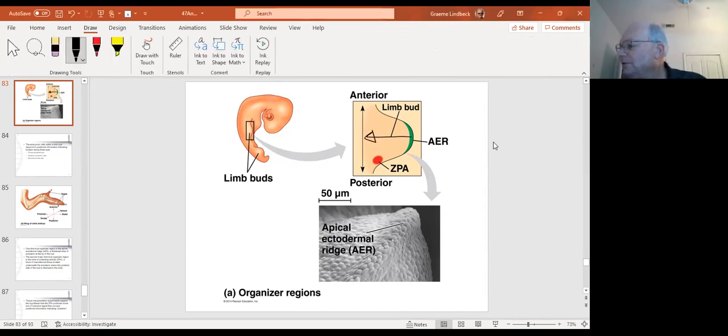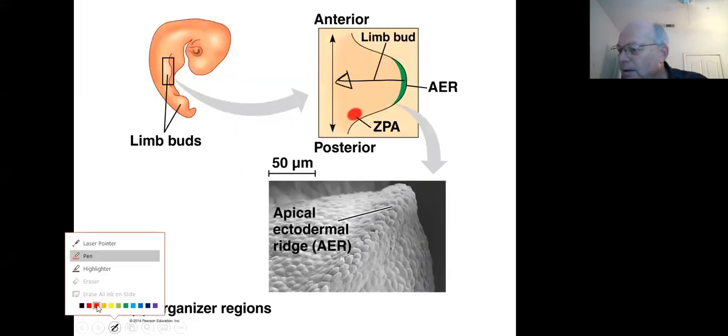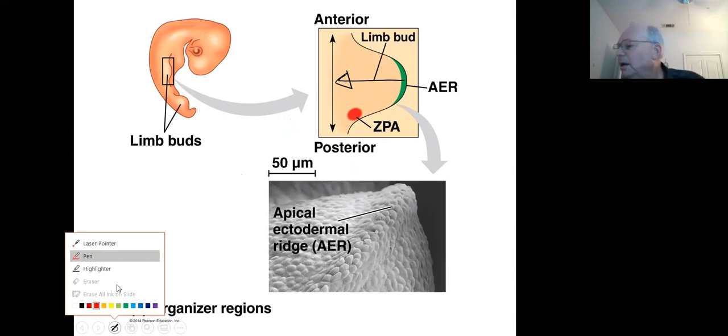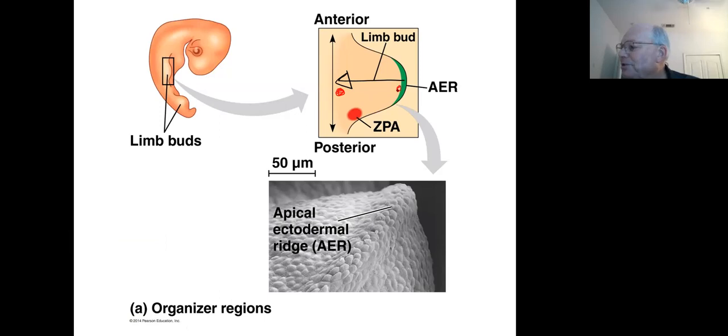So let me just continue with this and put the line in. So that's the axis that you're going to see, and that establishes the proximal distal. Remember, proximal is at this end. So this is proximal, this is distal.